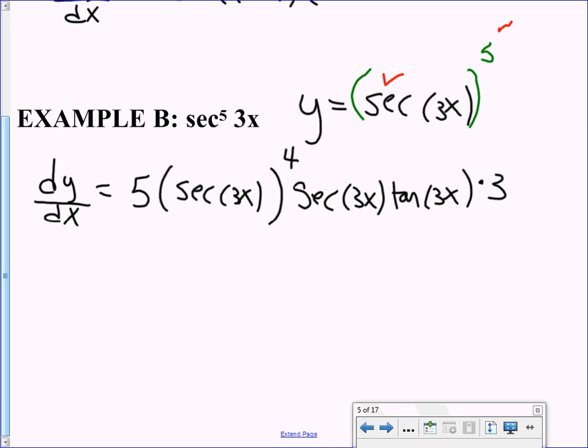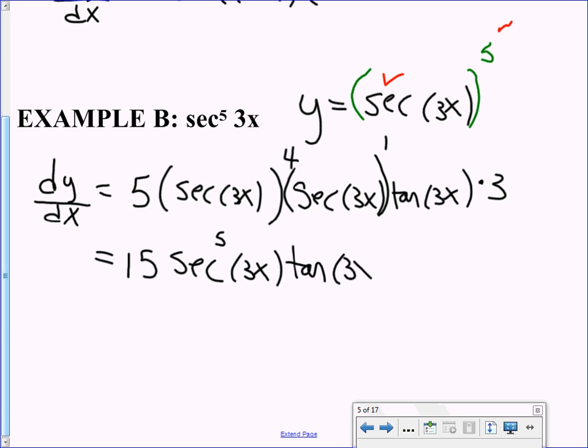So there's the derivative, and we can clean it up by putting the coefficient outside, 5 times 3, and up front we have 15. Secant of 3x to the 4th times secant of 3x to the 1st. We can write that as secant of 3x to the 5th. Right, you add exponents when you multiply. This is to the 1st, you add exponents. And then we have the tan of 3x.